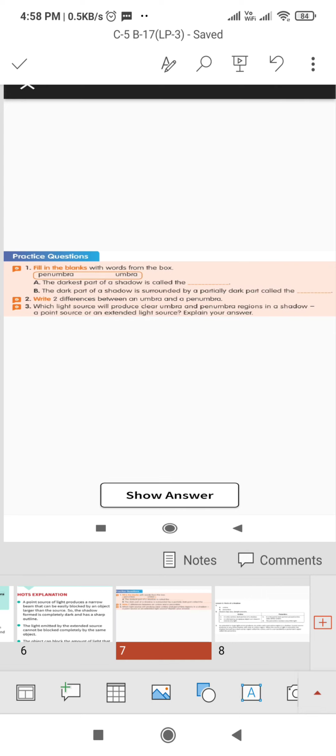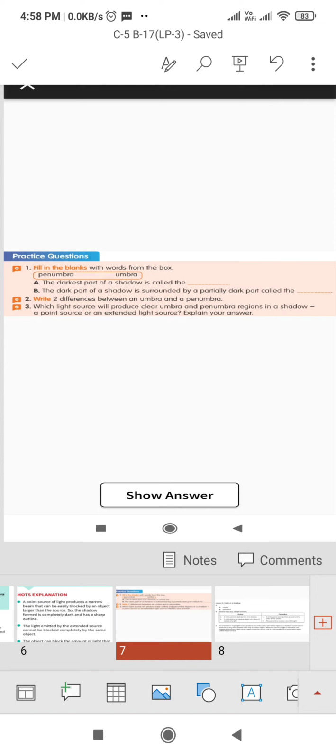Third one is, which light source will produce clear umbra and penumbra regions in a shadow, a point source or an extended light source? The answer is, a point source produces a very sharp shadow with only the umbra region. When the light source is extended, the shadow has a dark center region, that is umbra, which is surrounded by the partial dark region, that is called penumbra.